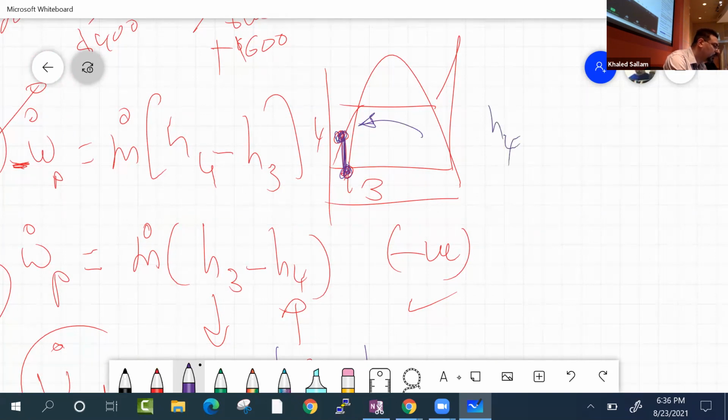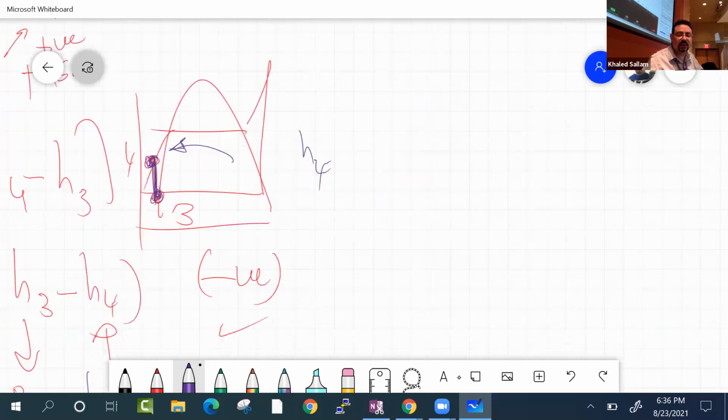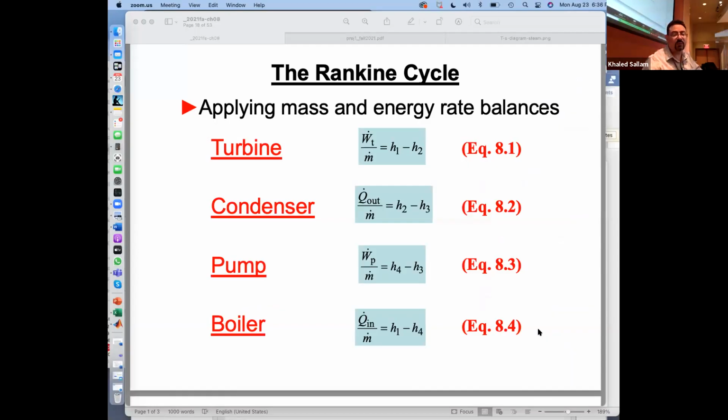How do I calculate all those H's? It seems that for every part, boiler, turbine, condenser, pump, the equation is H minus H, H minus H, right? And if you want to follow the first law, that's what I like to always do. I always say output minus input because I memorized it like this when I was an undergrad.